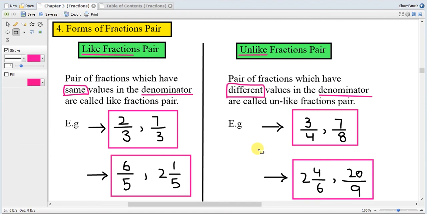Okay, now the question is why we have categorized these fractions into a like fraction pair and unlike fraction pair. This will help us when we are going to add and subtract fractions, right? So while adding and subtracting fractions, the method for adding and subtracting like fractions is different, and the method for adding and subtracting unlike fractions is different, right? We will see this later on in our later videos. So I hope you have got the concept.